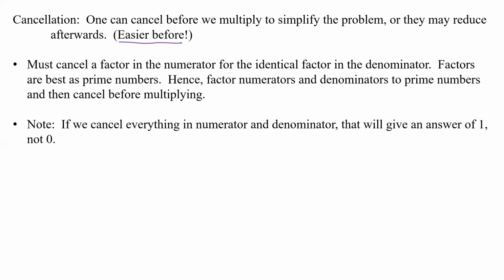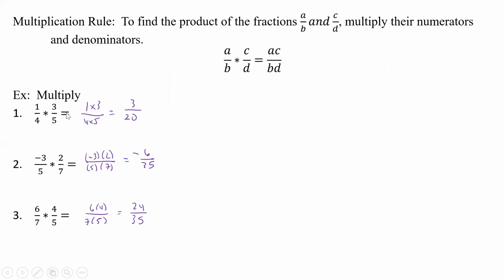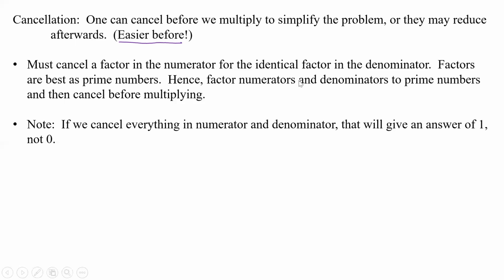And what happens is, when we rewrote these, we had numerator and denominator, and we could cancel top and bottom. That was not a problem. And so that's kind of what we're going to do here. We're going to have all the multiplications in the numerator, all the ones in the denominator, then we cancel wherever they are. Now, factors are best as prime numbers. So what you might want to do is factor your numerators and denominators to prime numbers and then cancel before you do any of that multiplying.